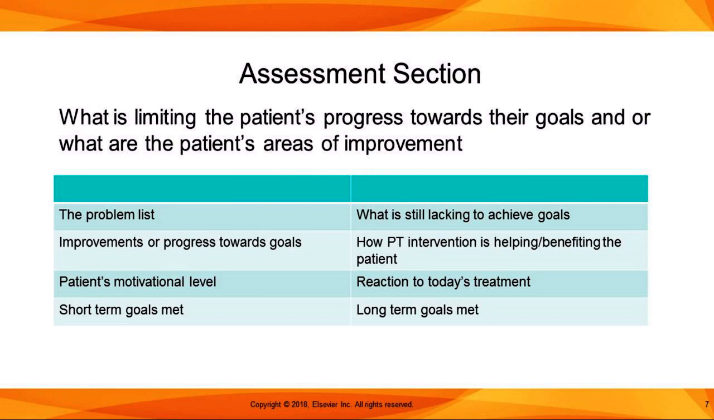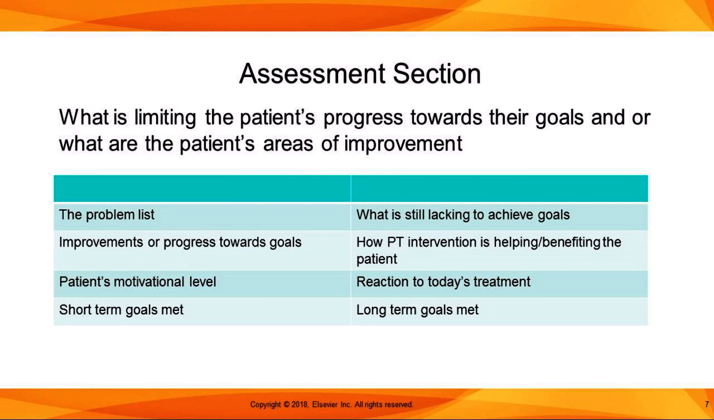So you want to say how the PT intervention is helping or benefiting the patient. So you might say, and this is sort of borderline subjective, but you might say, patient reports decreased pain from 5 out of 10 to 3 out of 10 during today's treatment. So the patient reported a direct decrease in pain. So you're not really reporting that subjective information, but you're saying, look, what we did in PT is helping and benefiting the patient.